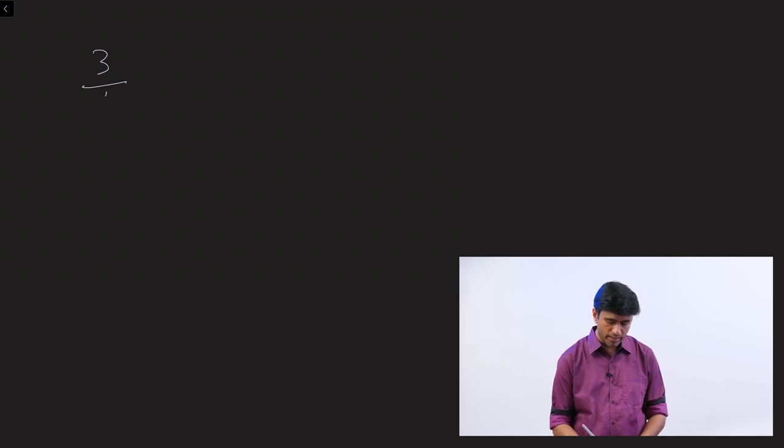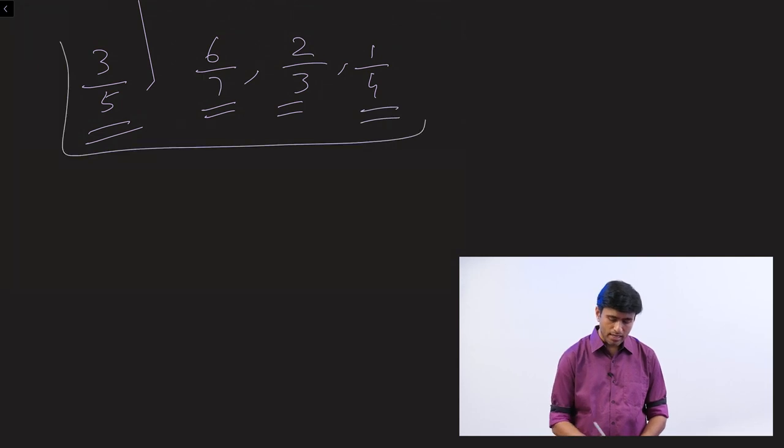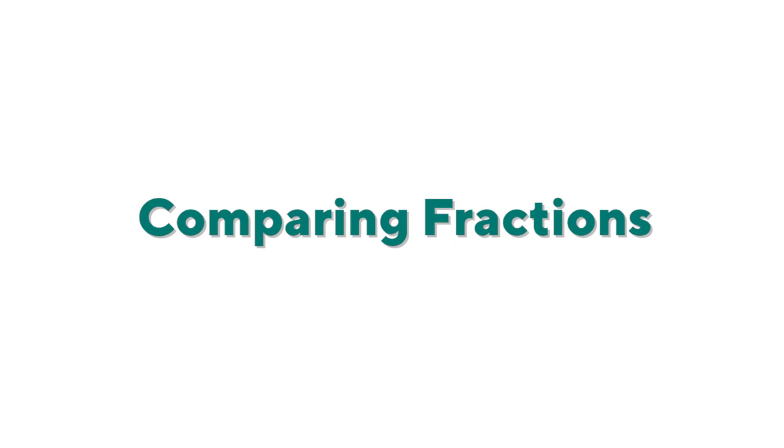What are the examples of unlike fractions? 3 by 5, 6 by 7, 2 by 3, 1 by 4. All the denominators are different. Therefore, these fractions are unlike fractions.